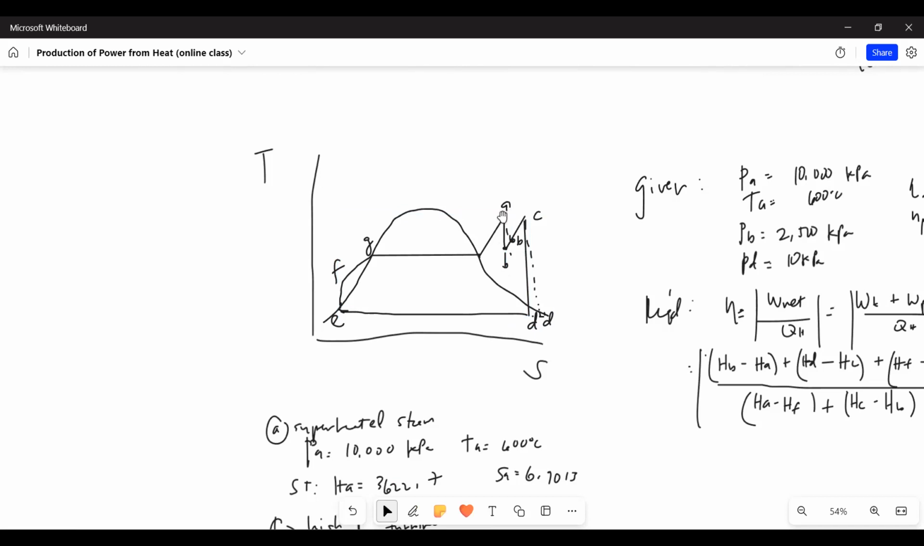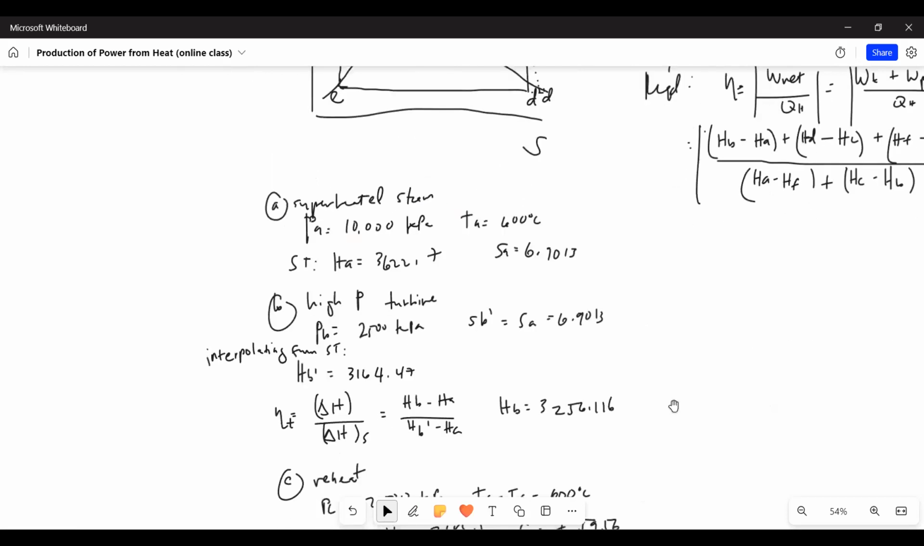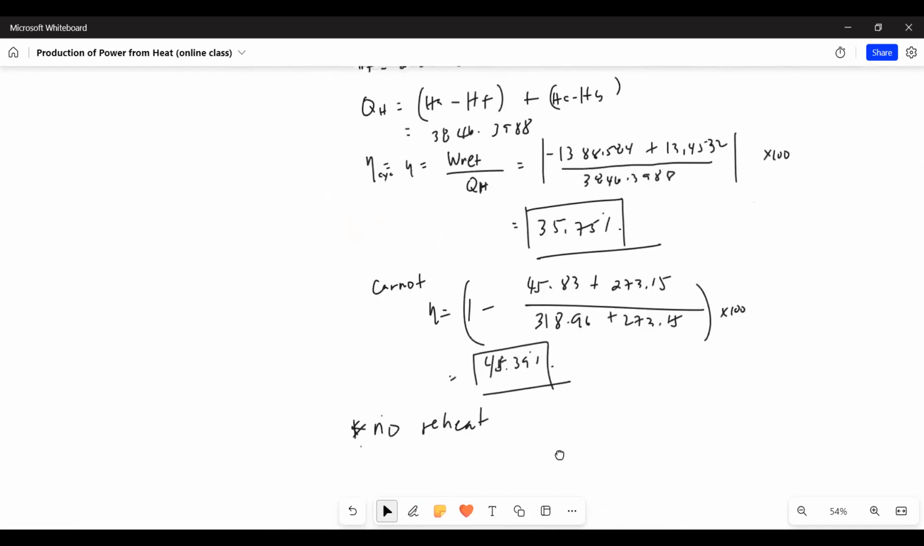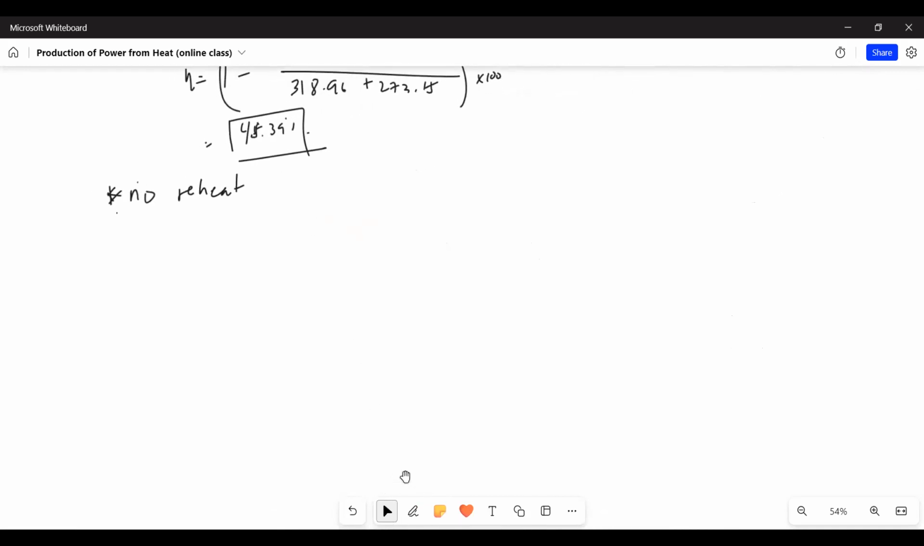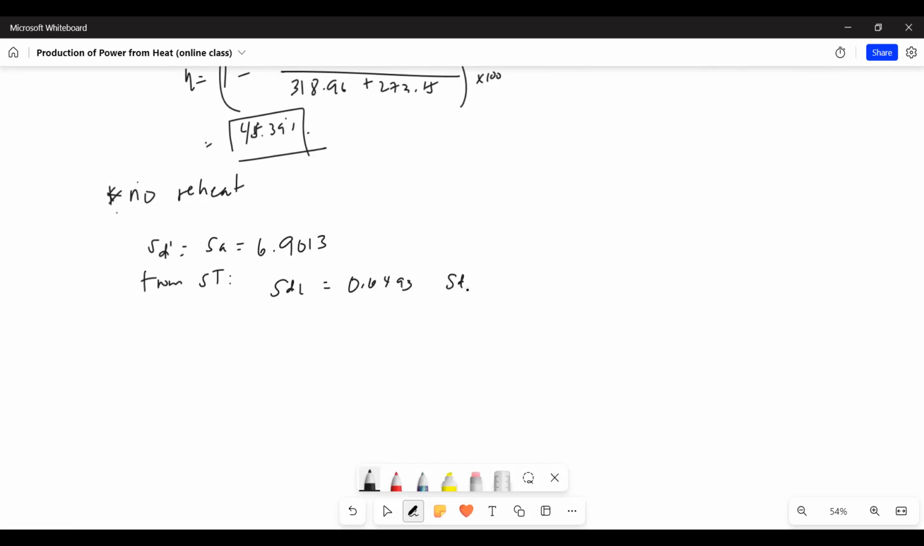And therefore, assuming isentropic expansion, SD prime will be equal to SA, because there's no reheat. So directly it will just be equal to SA. Let's write that. SD prime is just equal to SA, and that value is 6.9013. And then from the steam table, SDL is 0.6493 and SDV is 8.1511.